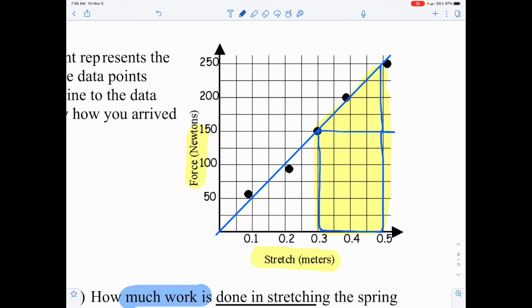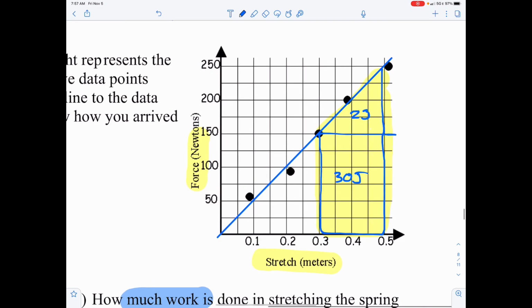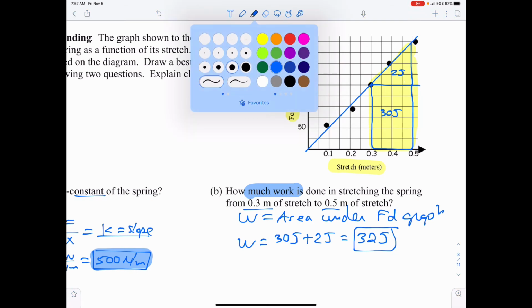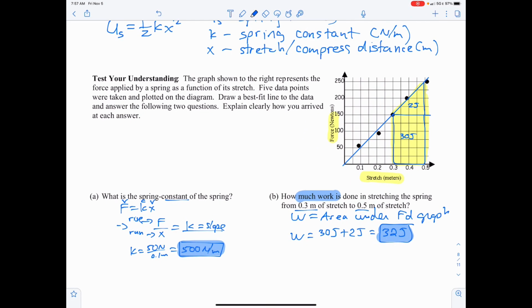The triangular region has a base of 0.2 and a height of 150. That would be 30. And then the triangle has a base of 0.2 and a height of, let's see, from 100, so half of that would be 50, which would be 2. So the work is going to be the 30 joules plus the 2 joules, or 32 joules. So with this particular question, we're getting good practice at knowing what the slope gives us and what the area gives us.